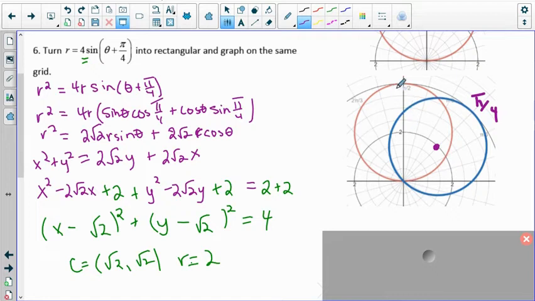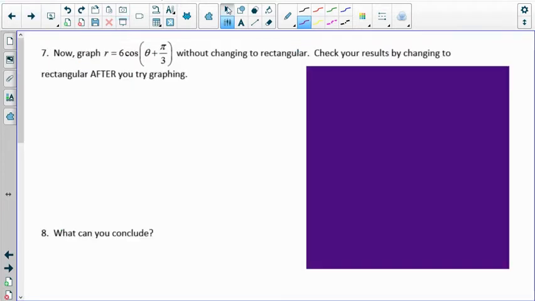Okay, so I want you to think about how we started with the red circle and we went to the blue circle. We got this new center and radius, and we can see the new shape is still going through the origin, but it has been turned. Okay, on to number 7. So now it's a similar problem.